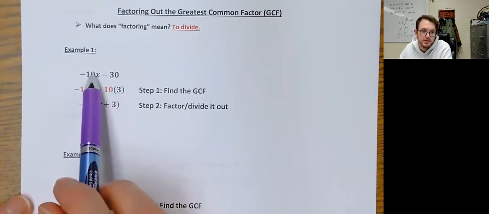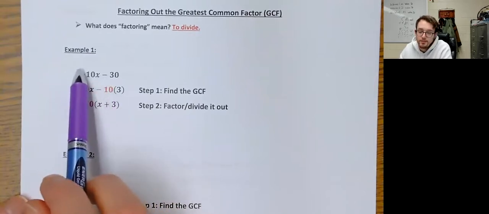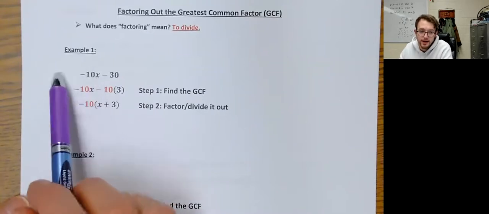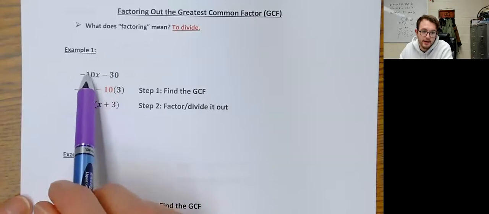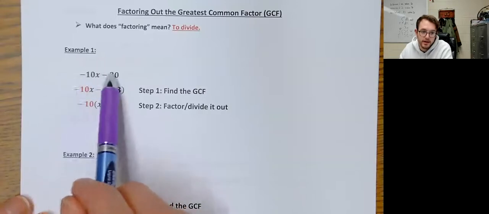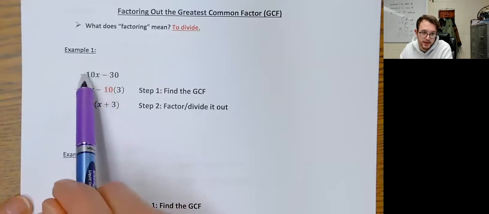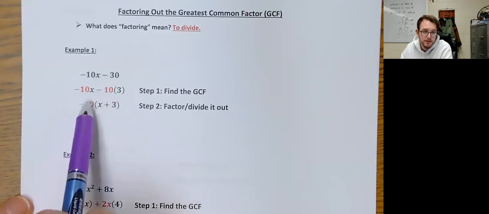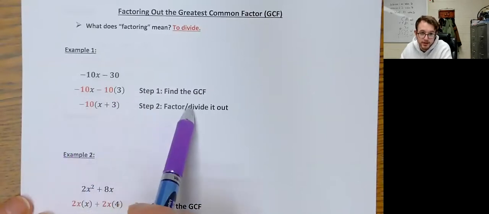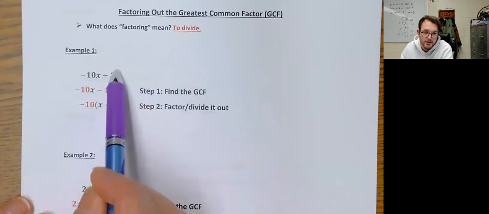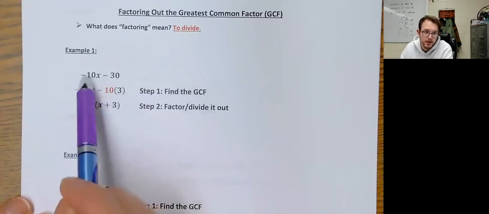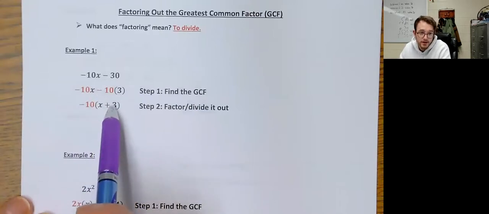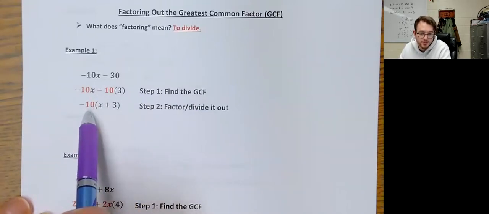What's really important is if there's a negative in front, or a negative in your leading coefficient, you want to factor that negative out. I see that I can divide both of these numbers. I can factor out a -10 because -10 goes into -10 and into -30 3 times. Factoring means to divide, right? I divided it out. What's -30 divided by -10? 3. What's -10x divided by -10x? 1. So when you factor it out, you get -10 times (x plus 3).